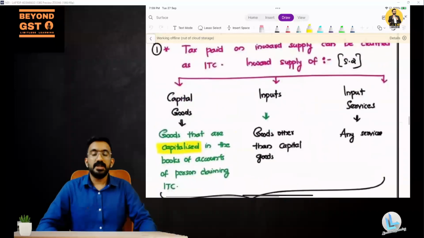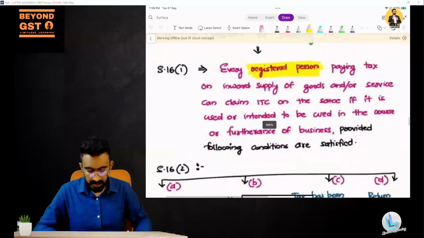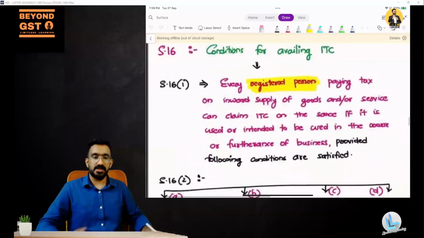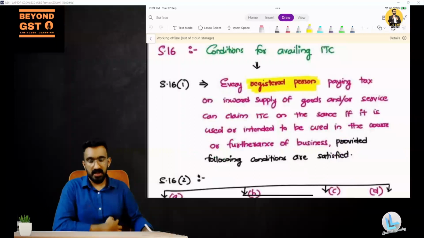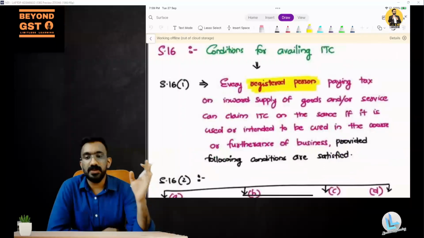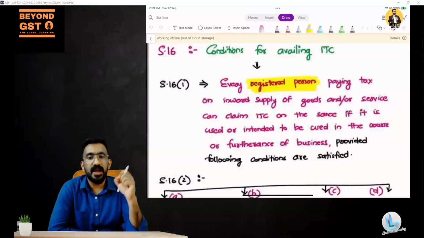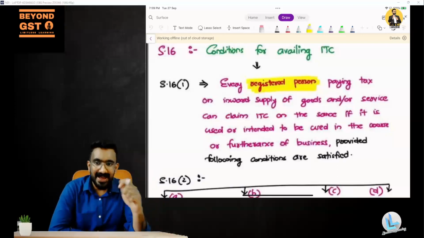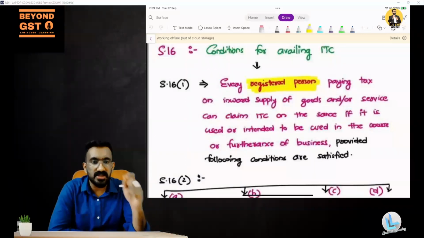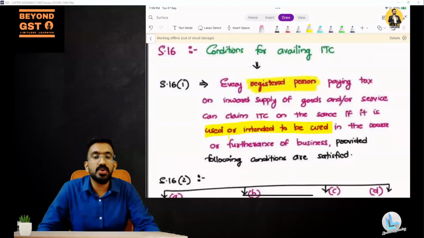So the understanding is that section 16, condition for availing ITC, has subsection 1, which says, look at the screen and read what section 16.1 says. Every registered person paying tax on inward supply of goods and/or services can claim ITC on the same if it is used or intended to be used in the course or furtherance of business.